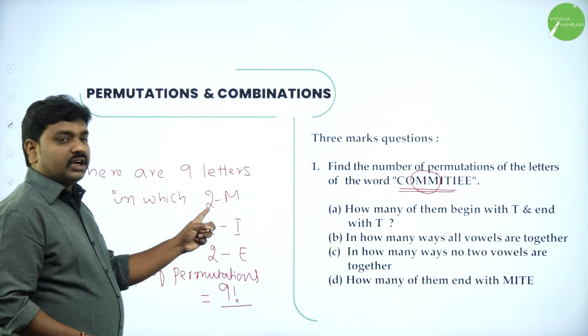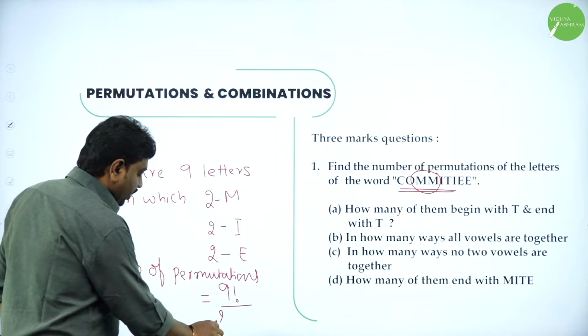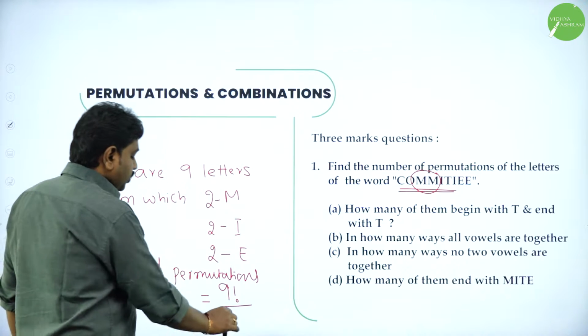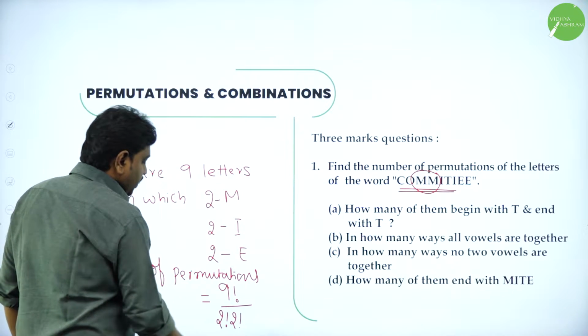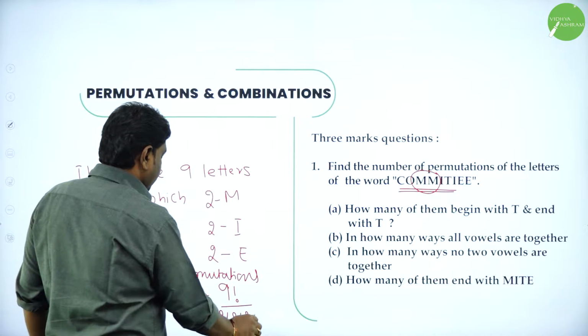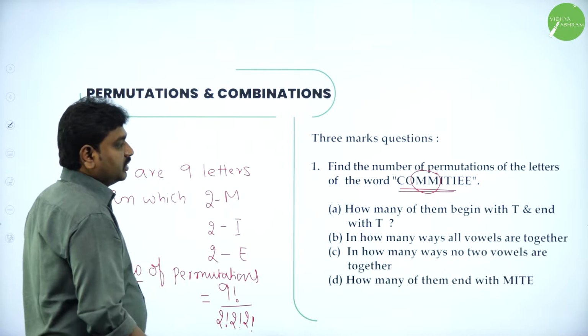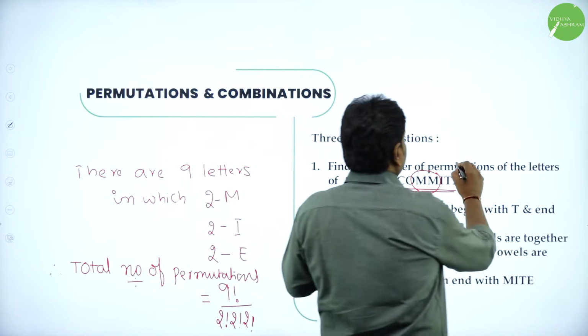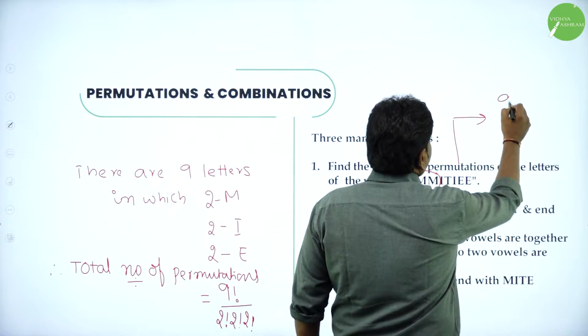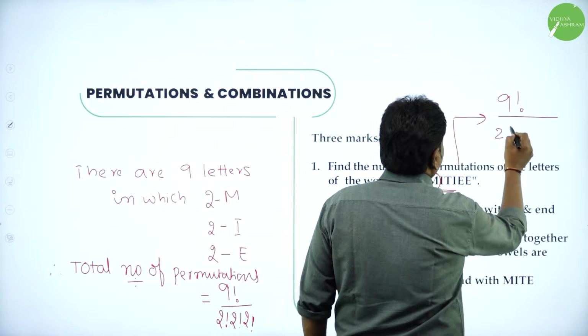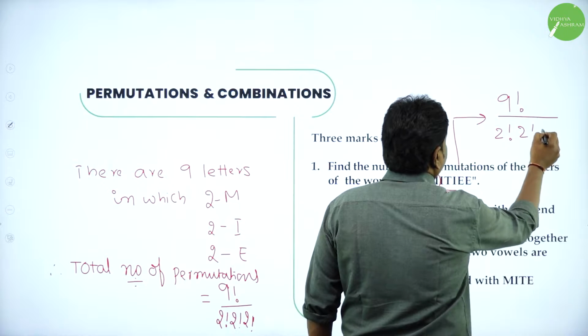But M repeated 2 times, so in denominator 2 factorial. And I repeated 2 times, again 2 factorial. Again E repeated 2 times, 2 factorial. So total number of permutations. So for this part, total number of permutations answer is what? 9 factorial divided by 2 factorial into 2 factorial into 2 factorial.